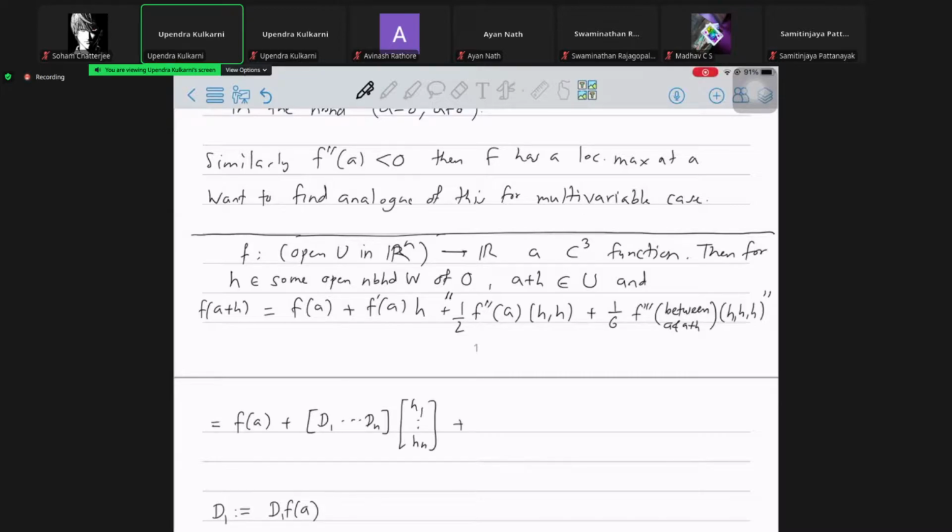Plus the second one will be, what will that be? So let me write this down as a summation. So the half will still go, and then it is going to be Di Dj of f evaluated at a times hi hj. And i and j independently go from 1 to n. And similarly, there will be this third term, which I will not write down. So let's just call this R of h.